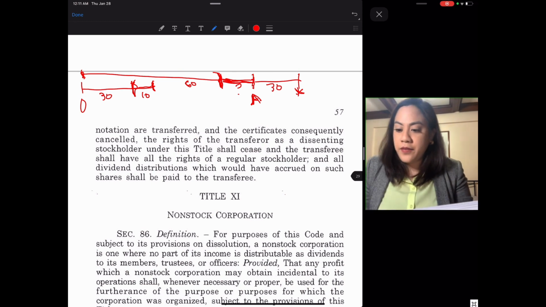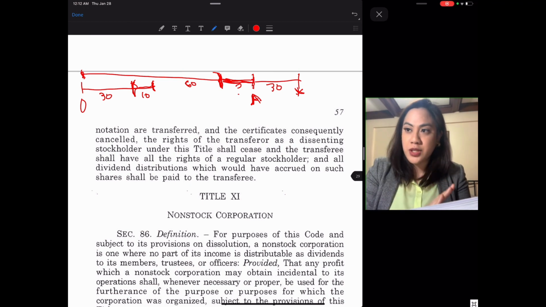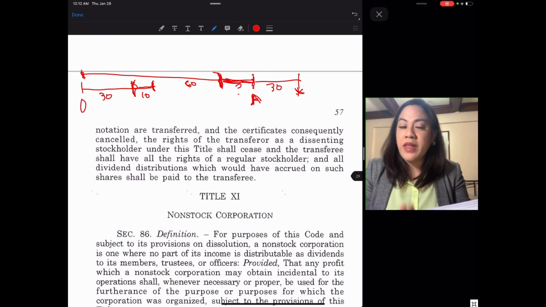So if you've seen the last section, the effect of the transfer is the abandonment of the appraisal right, because the appraisal right is not transferred to the transferee or assignee. Why is that? Because earlier I mentioned, in order to exercise the right of appraisal, that stockholder must dissent to the corporate act proposed. A transferee or assignee did not get to vote or did not get to dissent.